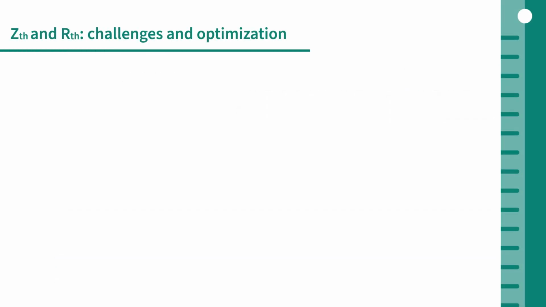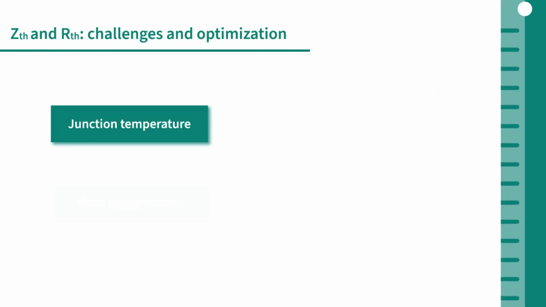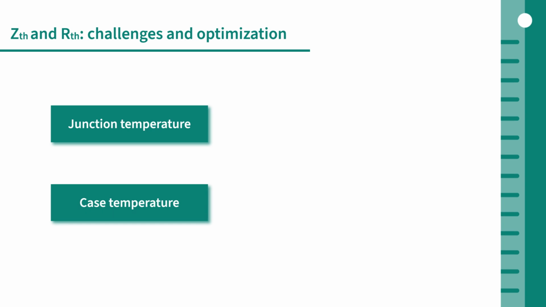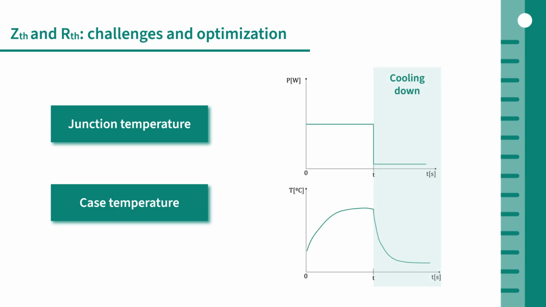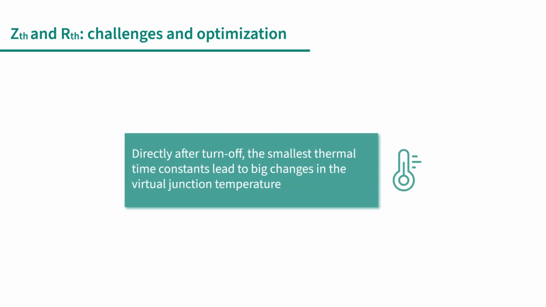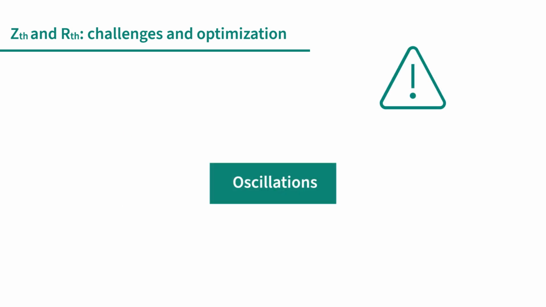Precise measurements are required for determining junction temperature and case temperature at the exact time the cooling phase begins. It should be pointed out that, directly after turn-off, the smallest thermal time constants lead to big changes in the virtual junction temperature, so this is a very important time period to measure. On the other hand, oscillations also occur at this time. These make the measurement very difficult. The parasitic effects lead to transient disturbances in the measured signals.